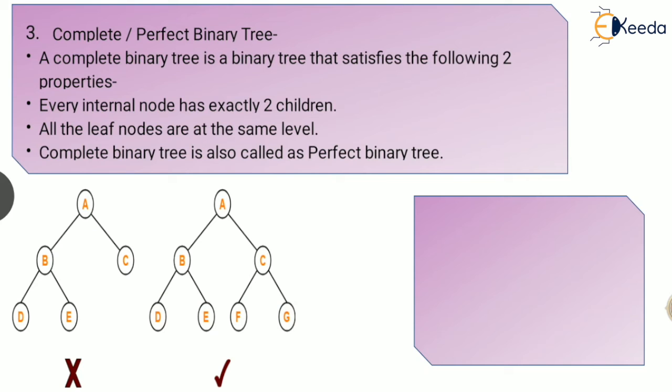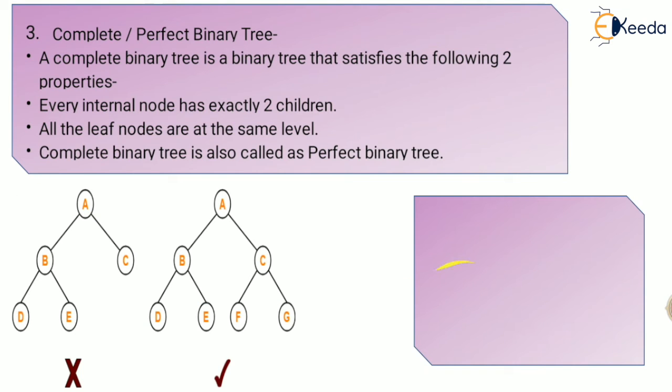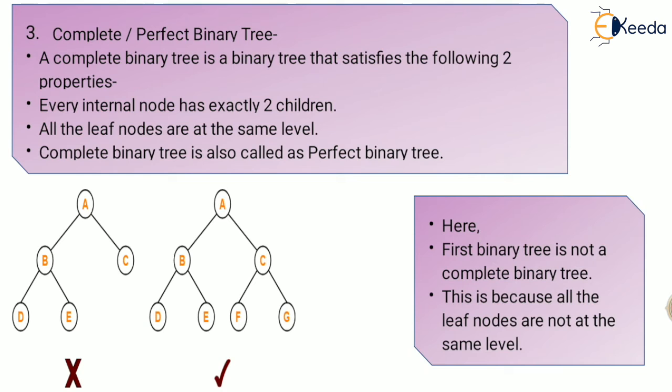A complete binary tree is also called a perfect binary tree. Every node has exactly two children. Now here, the first binary tree is not a complete binary tree because node C doesn't have exactly two children. This is the only reason.